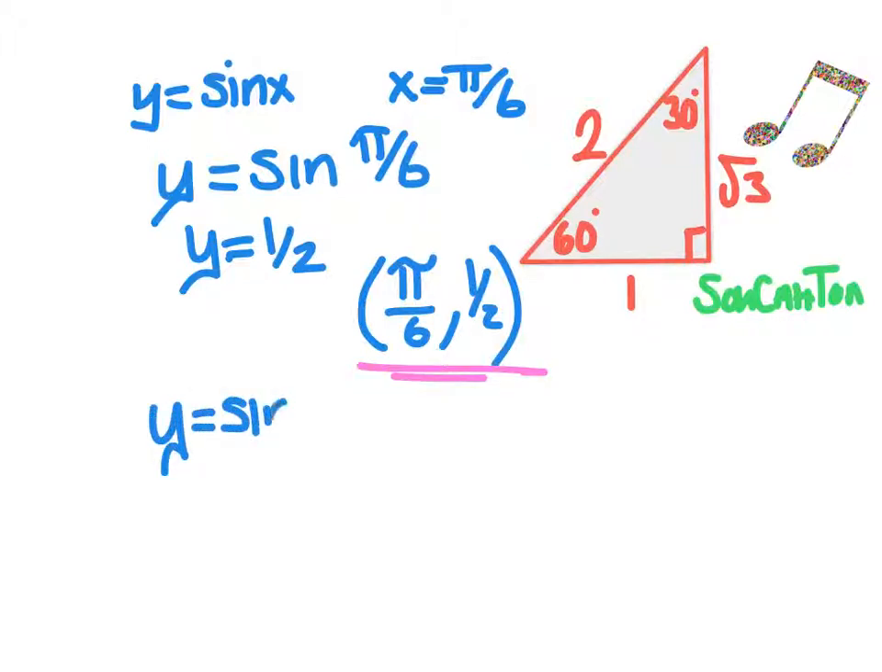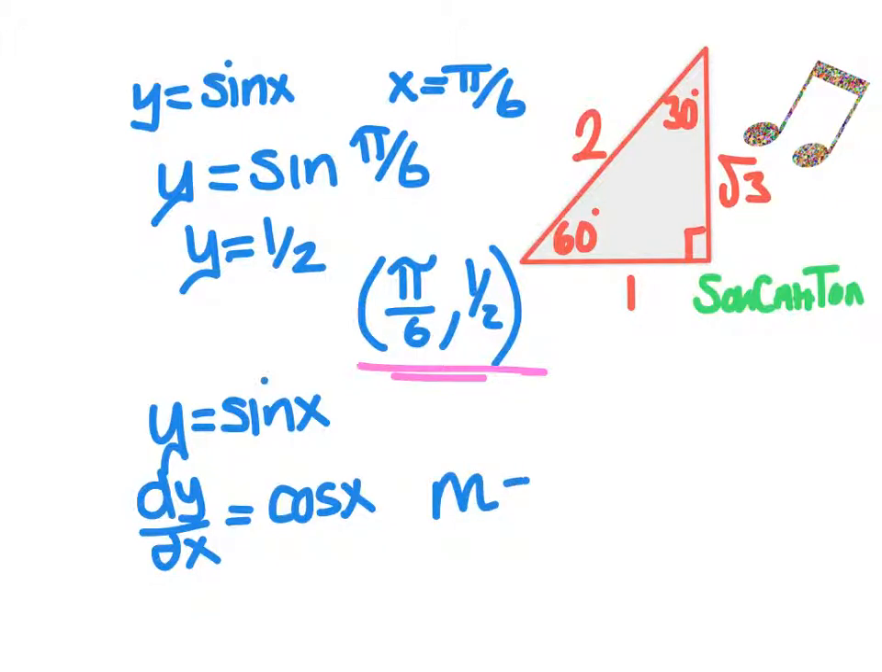y is equal to the sine of x, so dy by dx is going to be equal to the cos of x. Our gradient is going to be equal to the cos of pi over 6. And we use our exact value triangle again, so the cosine is adjacent over hypotenuse. It's 30 degrees. Adjacent to that is square root of 3, and hypotenuse is 2. So our gradient is root 3 over 2.